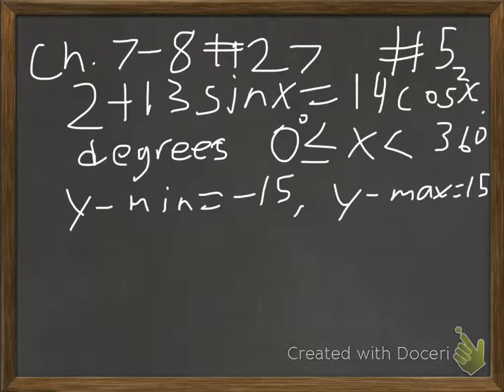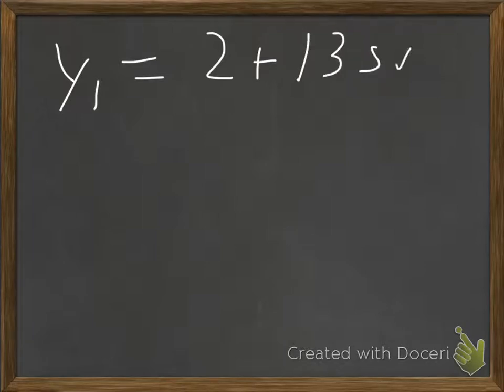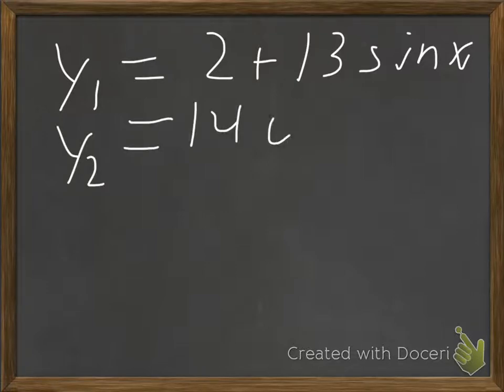Then you're just going to start plugging in. Your y1 is going to equal 2 plus 13 sine x, and you're just going to plug this in, extremely straightforward. And y2 is going to be 14 cosine squared x. Again, just plug it in. You may have to hit cosine twice for cosine squared, but other than that, it should be extremely straightforward.